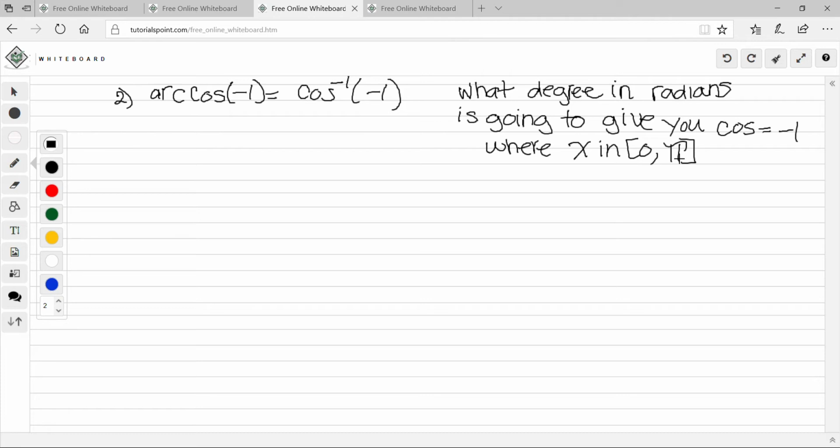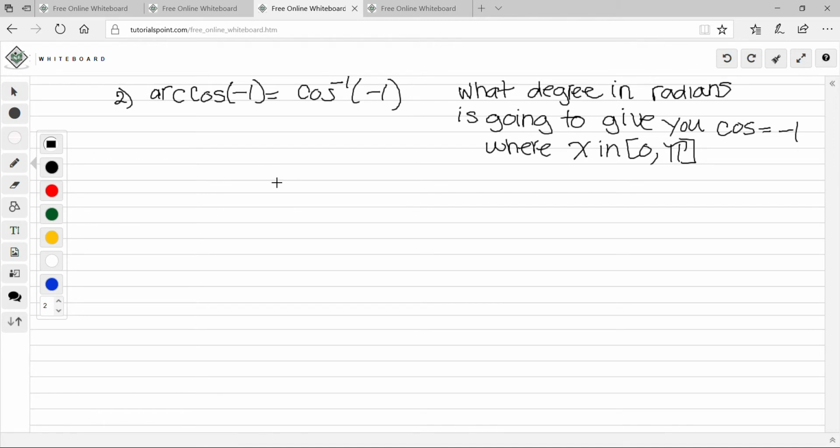You have to know the boundaries because we know that the cosine inverse graph has a range of 0 to pi. That's how we got this number. This is how we got that boundary. So you really have to know your range for the 6 trigonometric functions. Okay, so what degree in radians is going to give you cosine of -1?